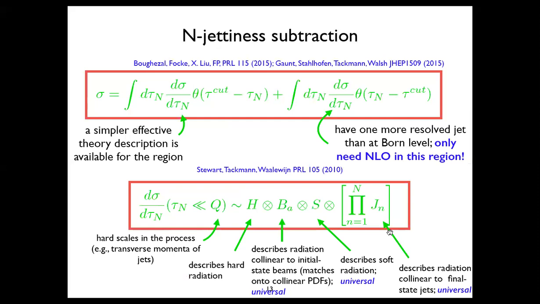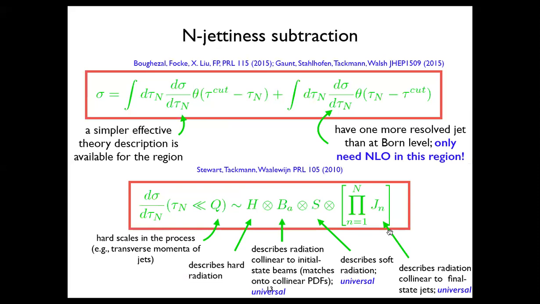Now, the part below the cut, it turns out, you can think of as similar to q_T factorization. There's a factorization theorem, a resummation formula, that exists in this region that gives you a simple way to calculate it. And this factorization formula, in this case for the N-jettiness event shape, is shown on the bottom of this slide. So this is the differential cross section in N-jettiness. It assumes that the N-jettiness scale is much less than any other hard scale in the process. This could be, for example, the p_T of the jet in the case that we're interested in.